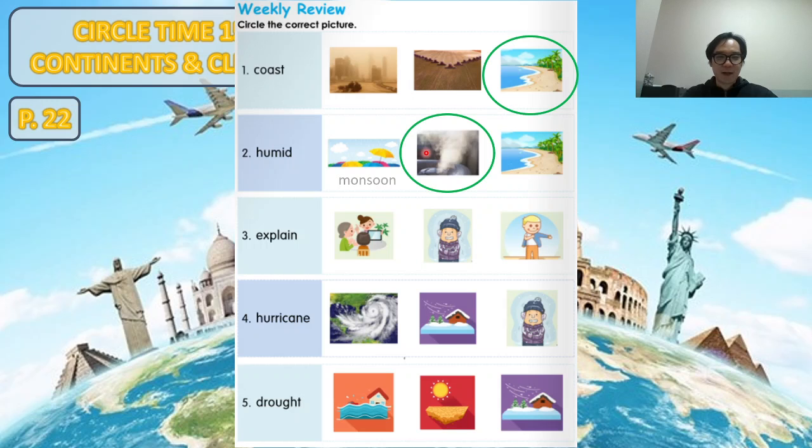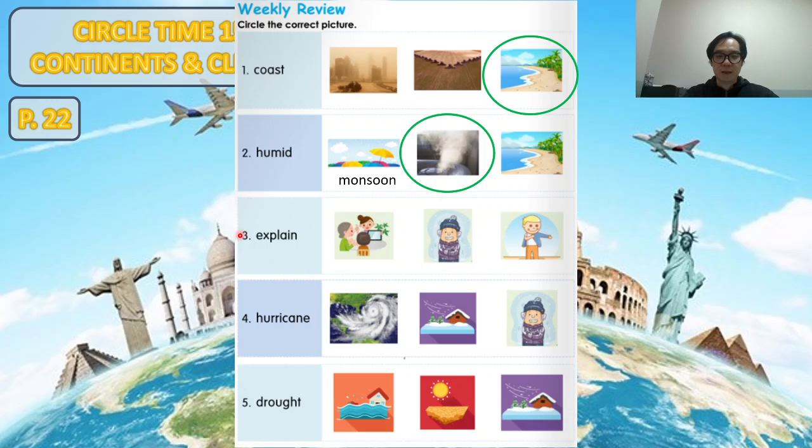Okay, let's check. There we go. Mon, soon. Monsoon.